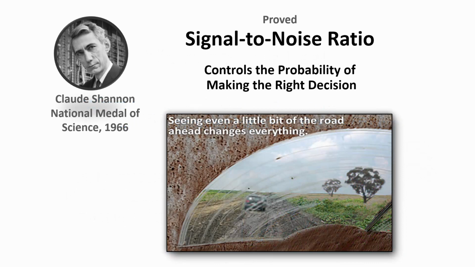Claude Shannon of Bell Labs proved in 1948 that it is the signal-to-noise ratio that controls the probability of making the right decision. Seeing even a little bit of the road ahead changes everything. Reducing noise to reveal the signal is job one for SectorSurfer.